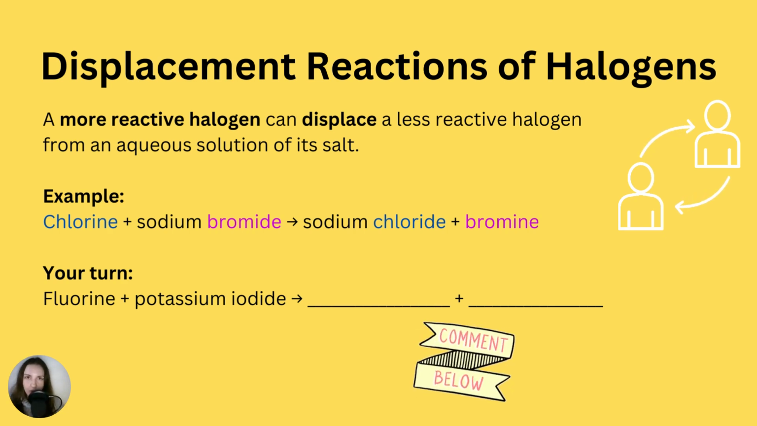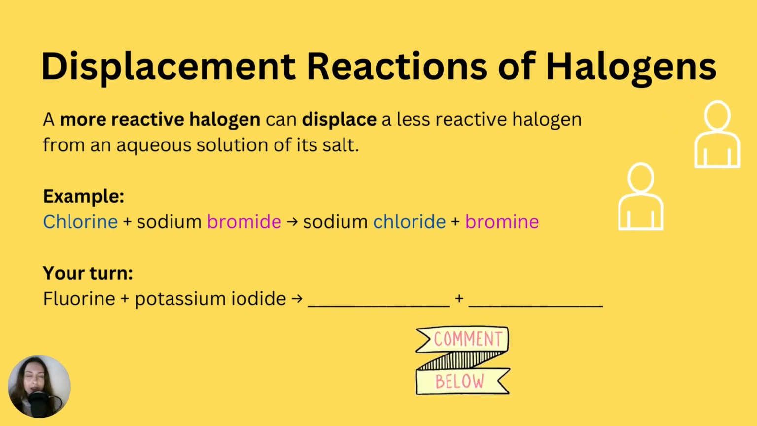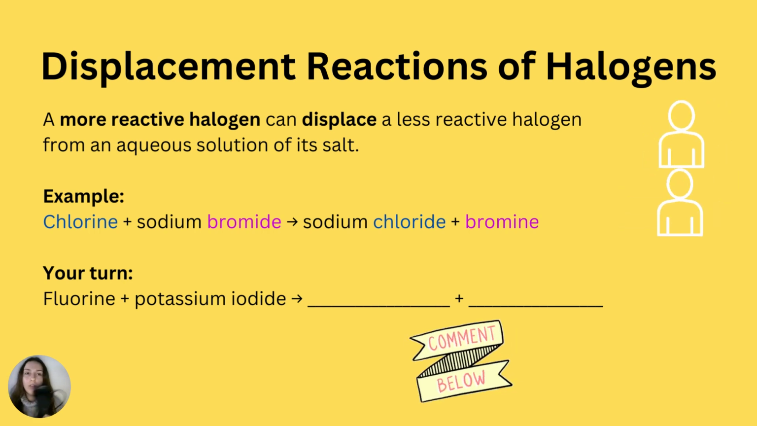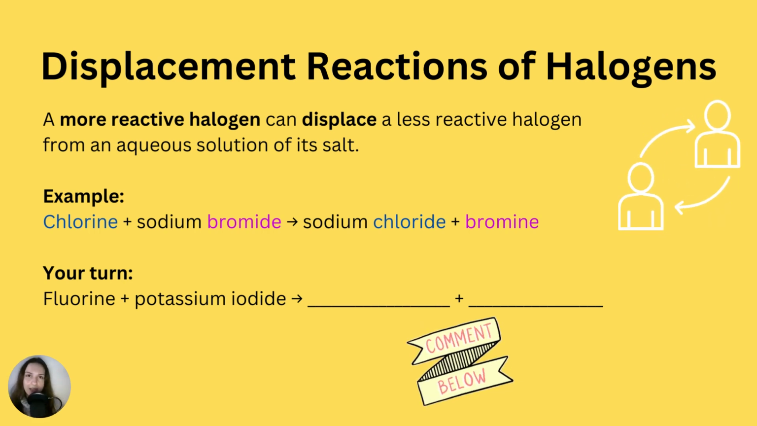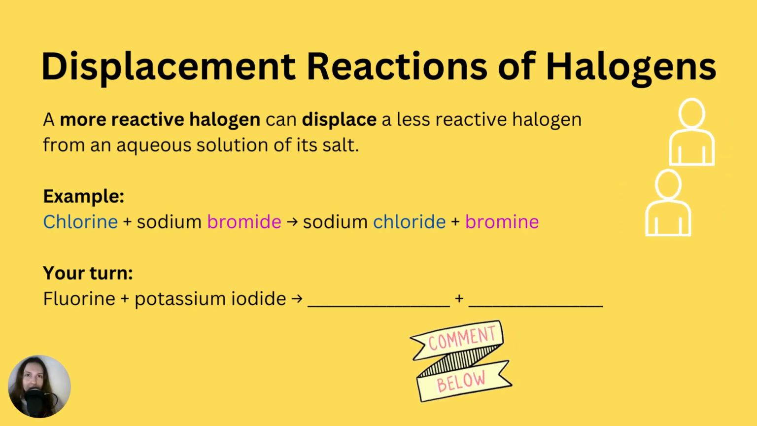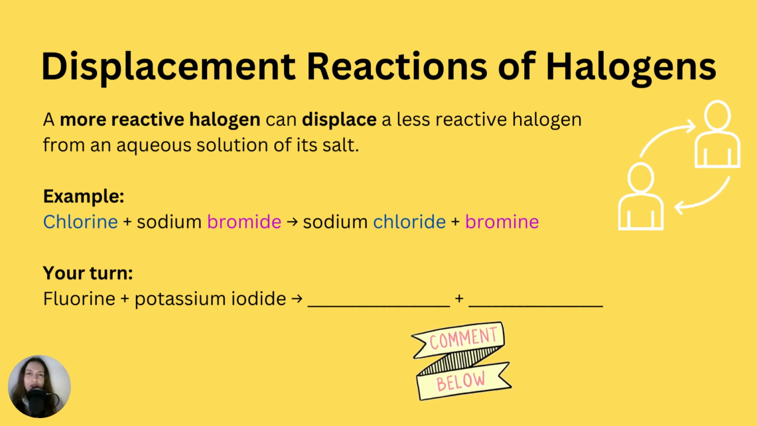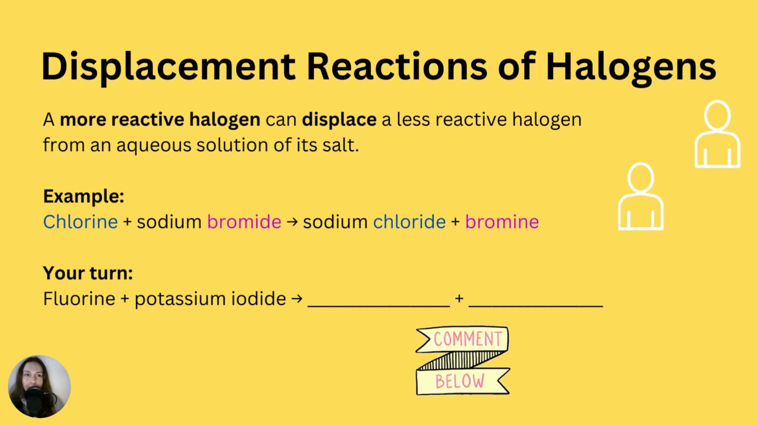So we know as we go down the group, reactivity decreases. The more reactive halogen has the ability to actually take the place of a less reactive halogen, or displace it and swap it out. The reason it does that is because they're kind of in competition with each other. They want to be stable, and if it has the opportunity to do so, it will.